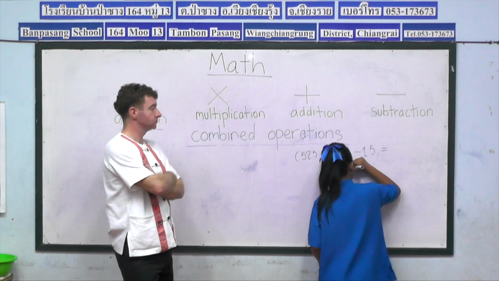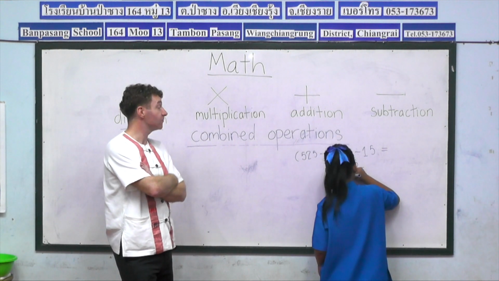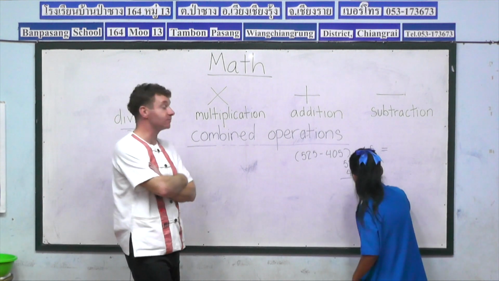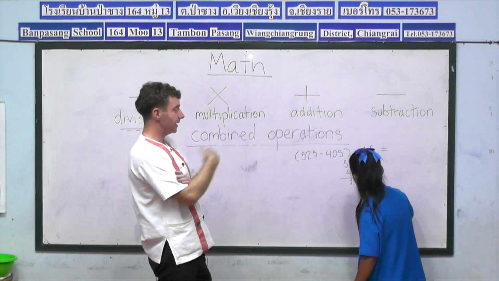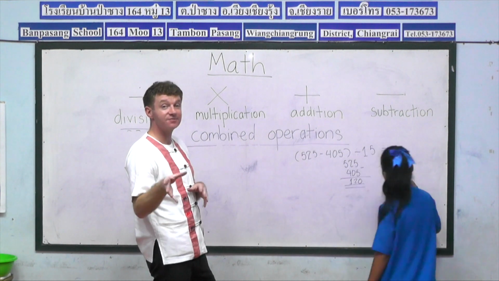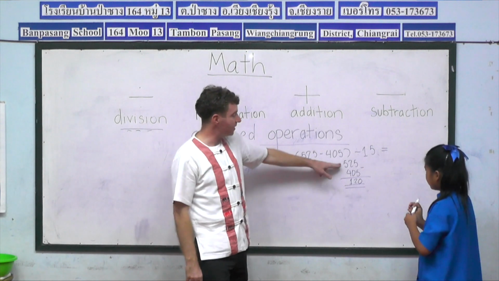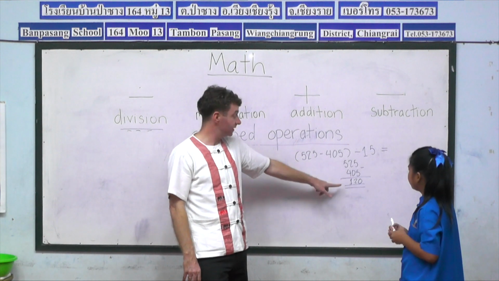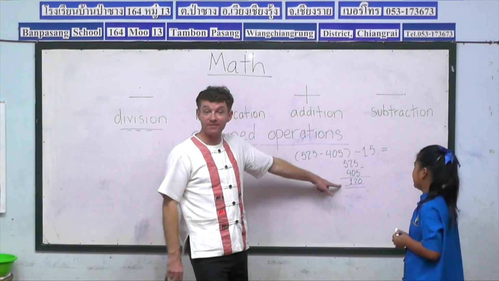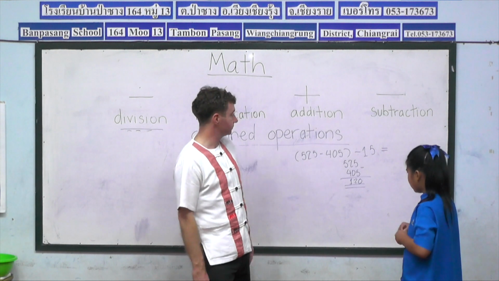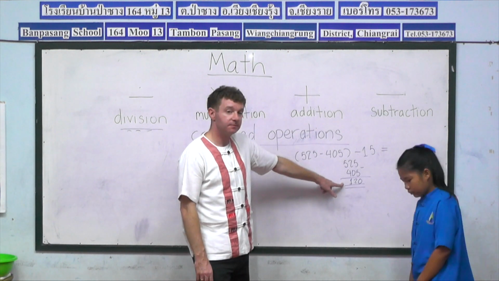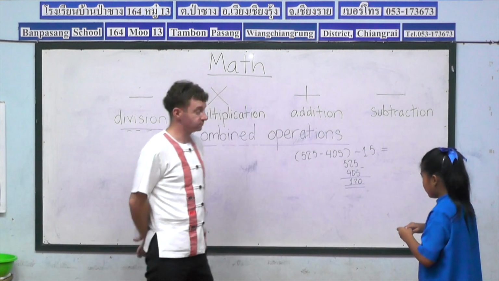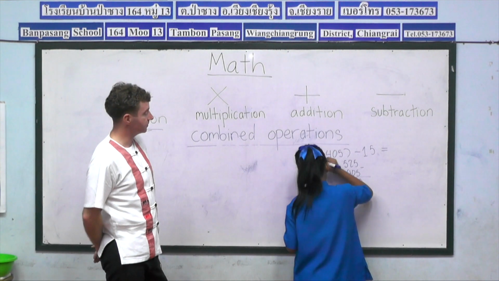525 minus 405. So 5 minus 5 is 0. Excellent. Lakgao has worked out the answer to stage 1. 525 minus 405 equals 120. So now we're ready for stage 2. 120 divided by 15. So now Lakgao can demonstrate the division table.